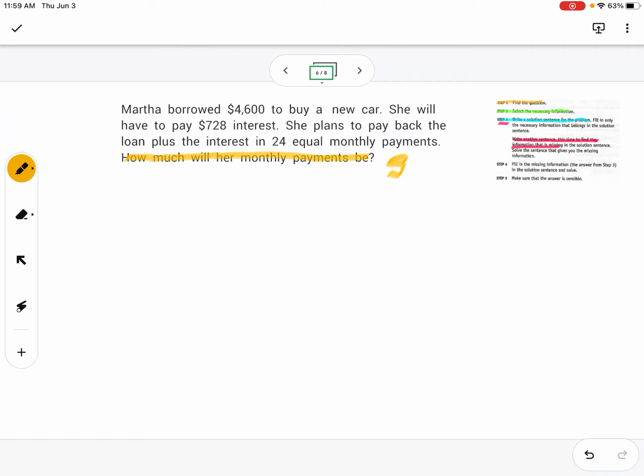And again, I'm noting that our solution should be the amount of money that will be the monthly payment to pay off the interest and the loan, the interest and the amount that you borrowed. That's what we're being asked to find. Step 2 is to say what's the necessary information. So I know that $4,600 is how much she borrowed. That's one piece of information I'll need to know, because that needs to be paid back.